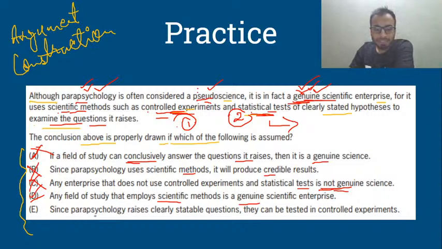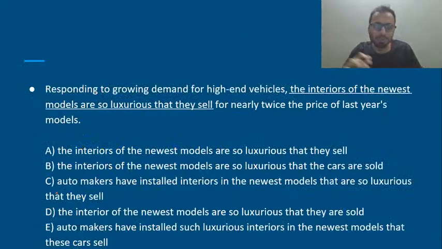Let's look at E. Since parapsychology raises clearly statable questions, they can be tested and controlled. We don't know this at all. That is why we eliminate E as well. Alright, I hope you've understood my explanation as to why option D is the correct answer. Let's move on to a sentence correction question now.